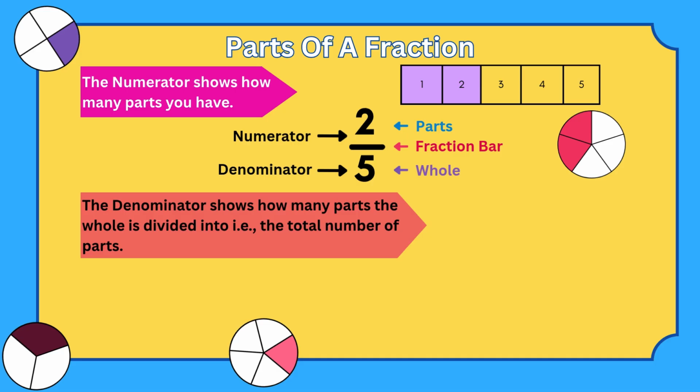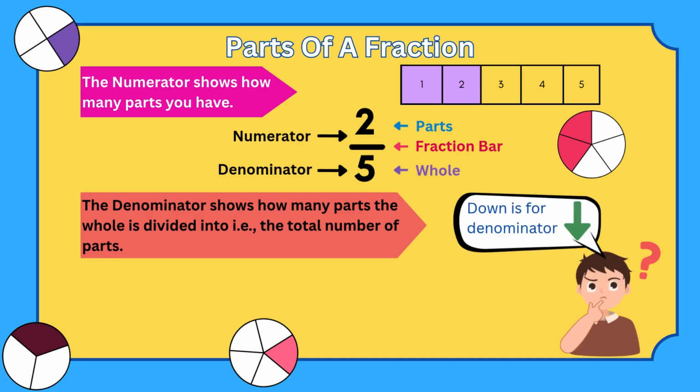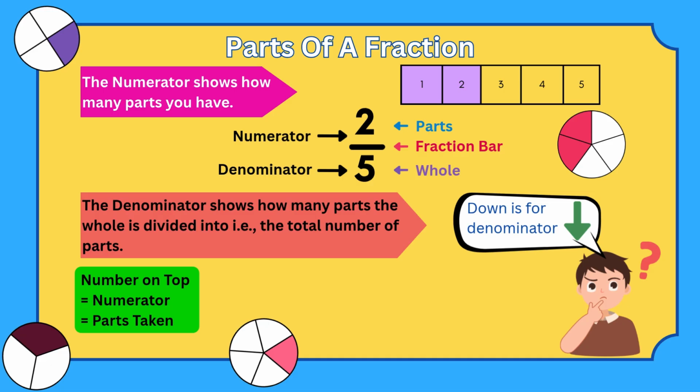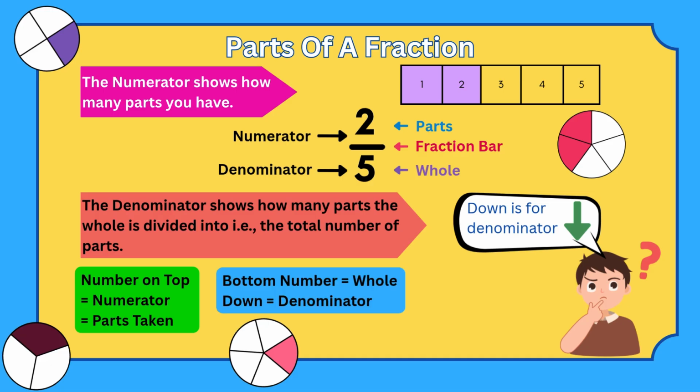Here's a way to remember. D for down, D for denominator. Denominator is the number at the bottom. So remember, top is equal to parts you have. Bottom is equal to total parts. Down means denominator. Now you know how to write a fraction.